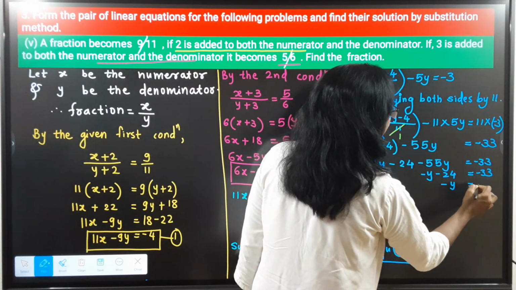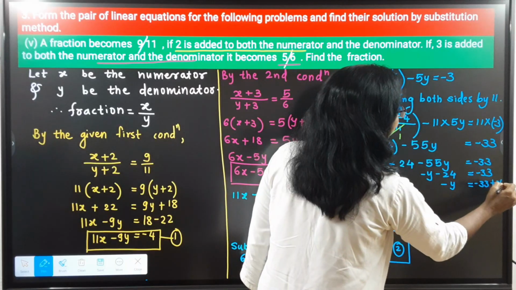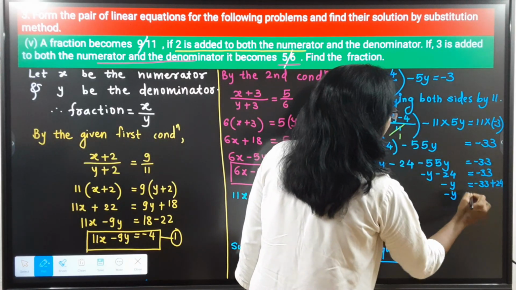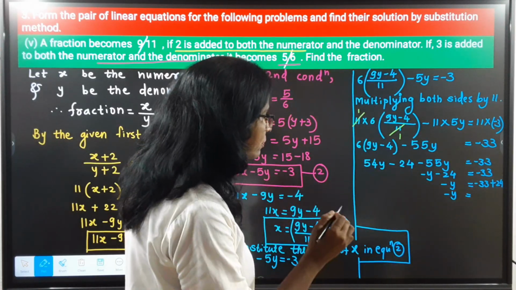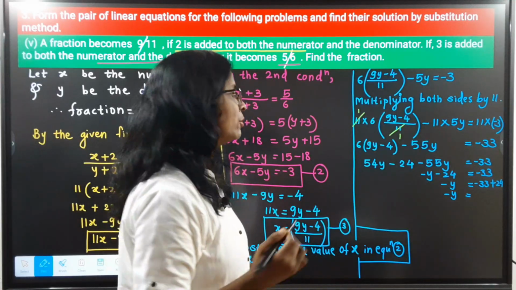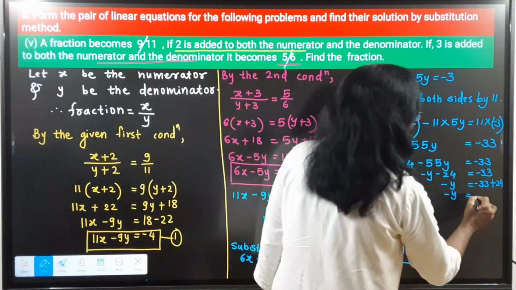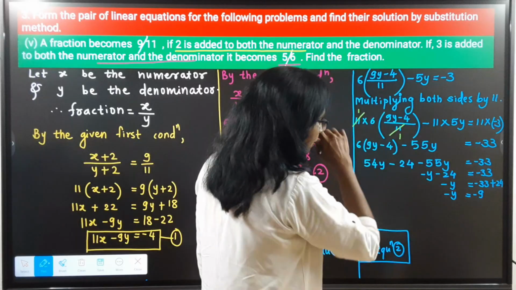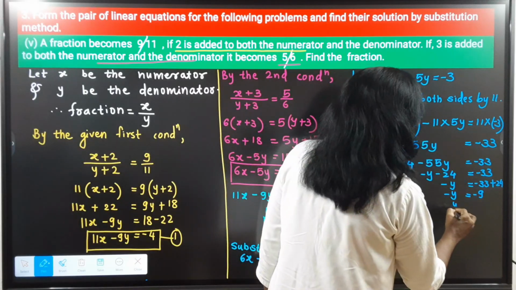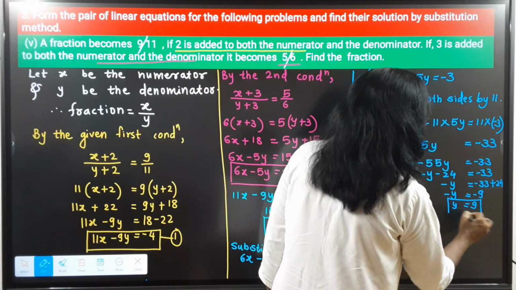Therefore minus y is equal to minus 33 plus 24. So here minus y is equal to, then here, students, 33 minus 24. That means 9. So minus 9. Okay. So now here, students, y is equal to 9.